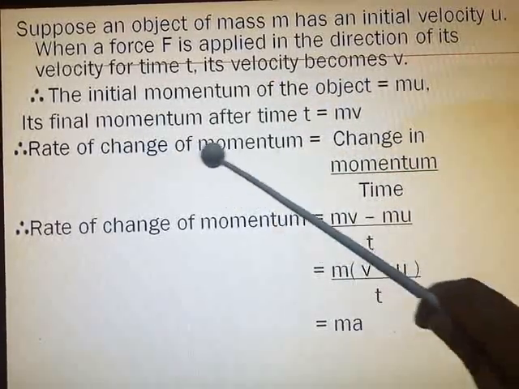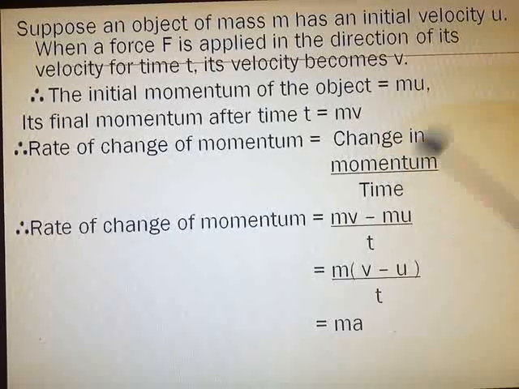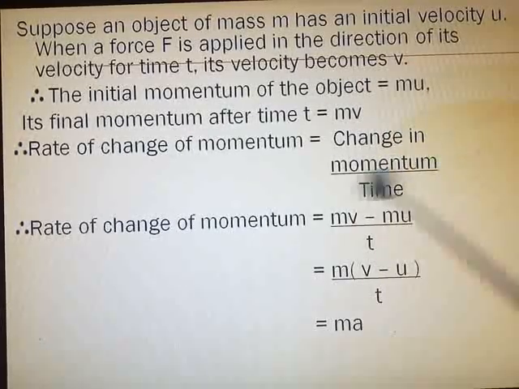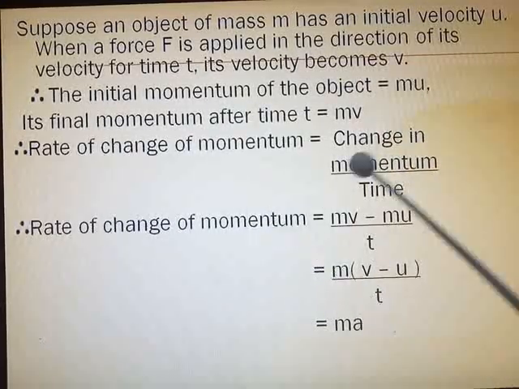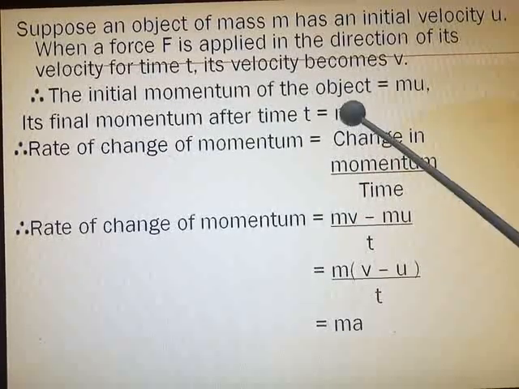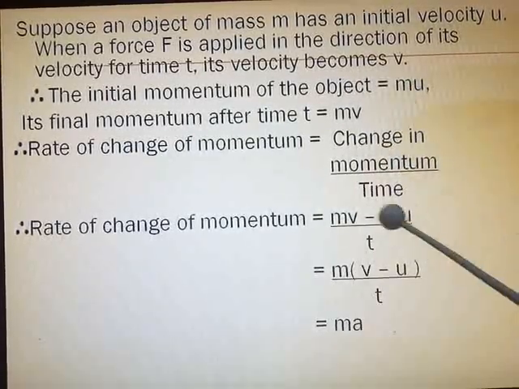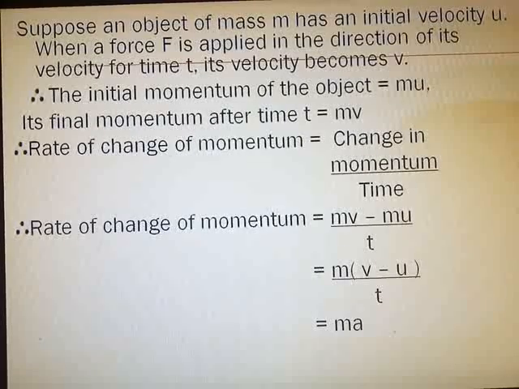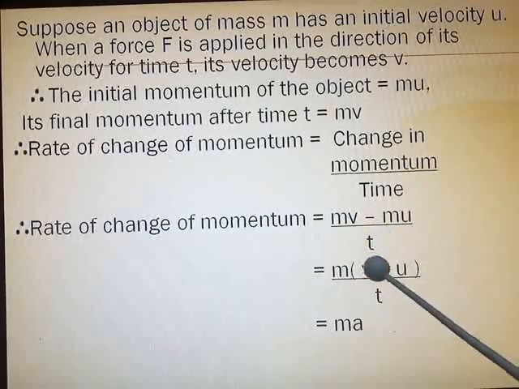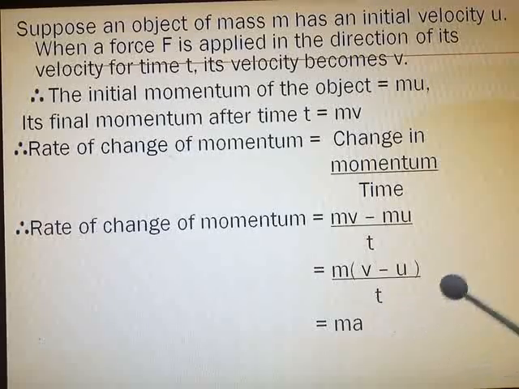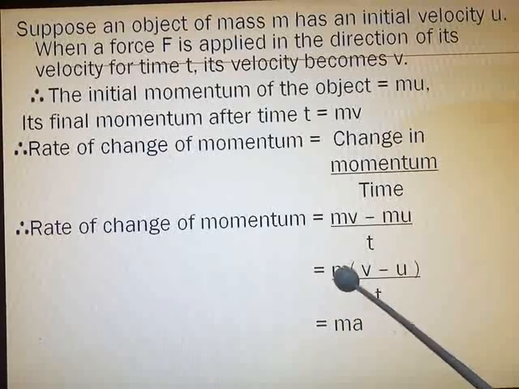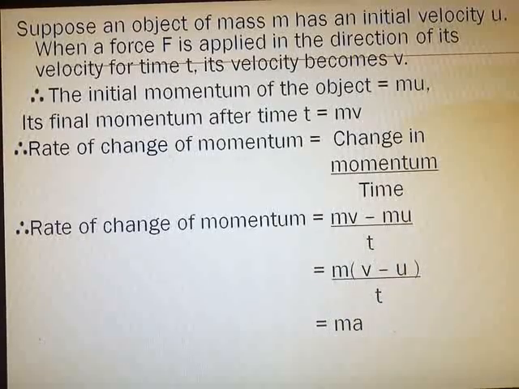So what is the rate of change in momentum? It is the change in momentum in a particular time. Therefore, the rate of change of momentum is the change in momentum, mv, that is the final momentum, minus mu, upon t. Take m common, and inside the bracket you will have v minus u upon t. All of you know that v minus u upon t is nothing but acceleration. So that is equal to m multiplied by v minus u upon t, which you can take as a.